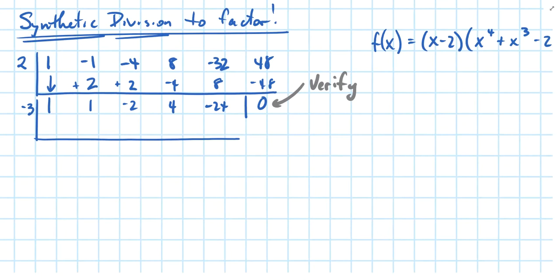And so with the process again, I'm going to drop down this 1 immediately. That always happens. Regardless of the value here, we always bring that straight down. And then I'll continue the process. I will multiply -3 by this 1, add these two together, and then continue.